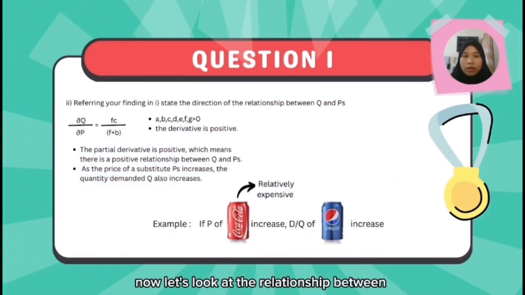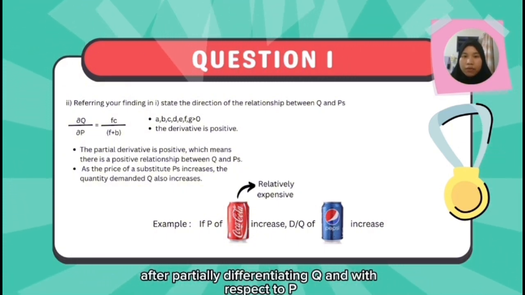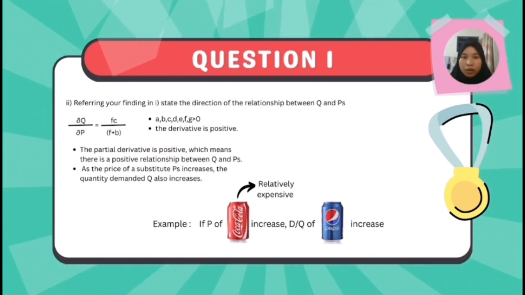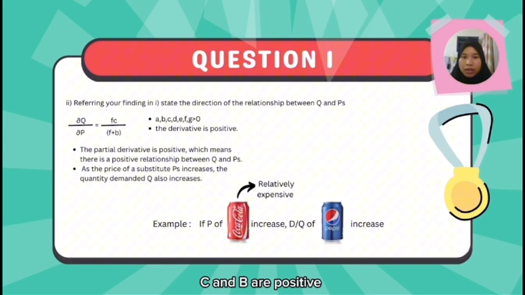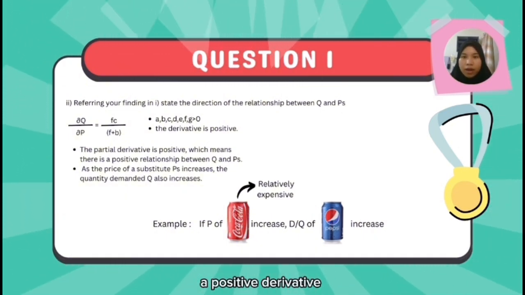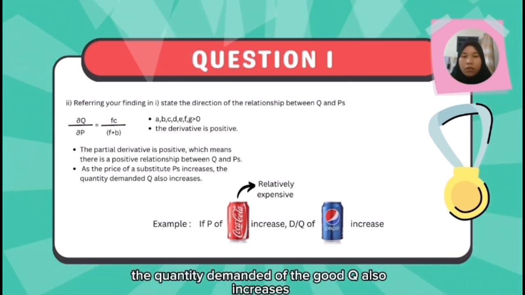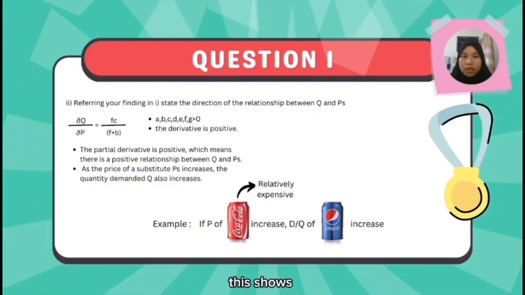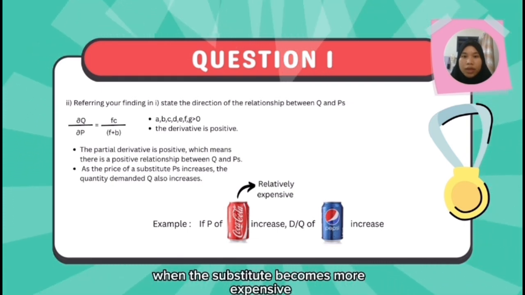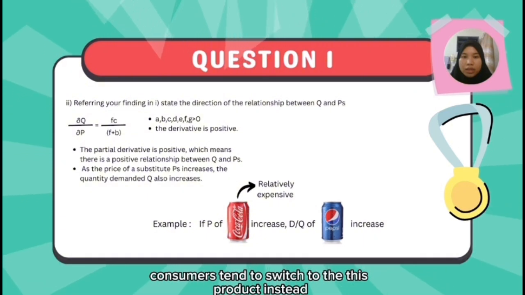Now, let's look at the relationship between quantity Q and the price of substitute PS. After partially differentiating Q with respect to PS, we found that the result is a positive value. Since all the constants F, C, and B are positive, this derivative is also positive. A positive derivative means that as the price of the substitute increases, the quantity demanded of the good Q also increases. This shows a positive relationship between the two variables. In simple terms, when the substitute becomes more expensive, consumers tend to switch to this product instead, so its demand goes up.